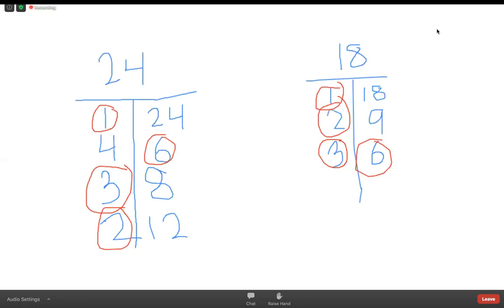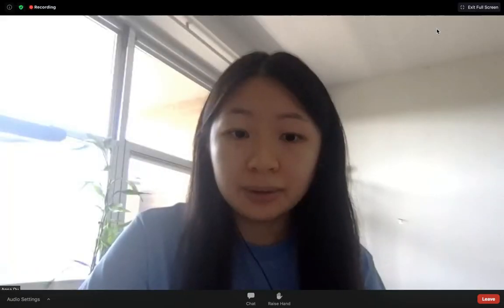Does that make sense? So greatest common factor, we sometimes call that the GCF. First we list out all the factors, we find the common factors, and then we find the biggest one they have in common. So in this case, it's 6. Cool.